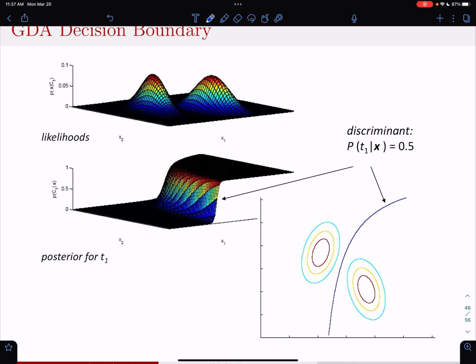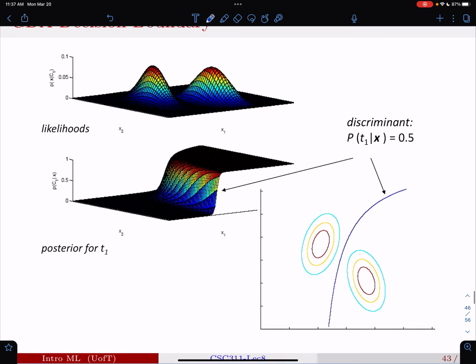Here's a visualization: if you had two different underlying data distributions, you would estimate the mean and covariance of each one and then plot where the probability equals a half. It's going to correspond to some curved decision boundary between the two classes.